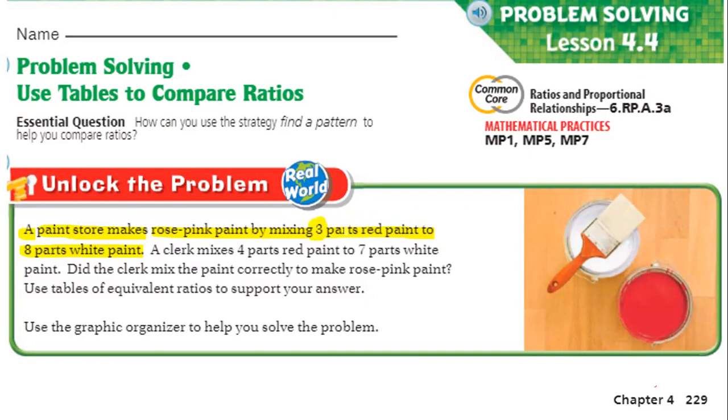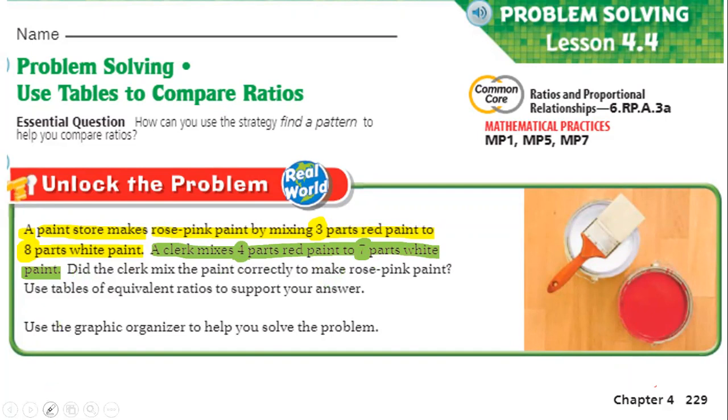How many parts from red, and how many parts from white? 3 from red, 8 from white. Okay, a clerk mixes 4 parts red paint to 7 parts white paint. Good job. So a clerk makes 4 parts of red, and how many parts of white? It's 7. So remember these numbers.